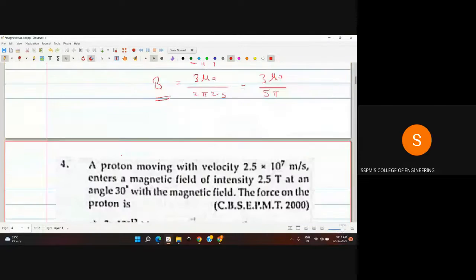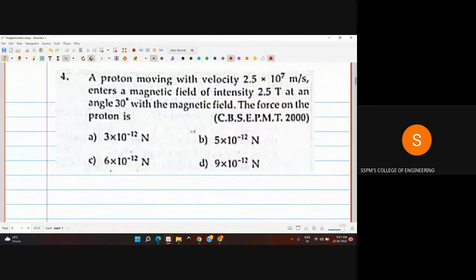Next example. In this example, a proton is moving with velocity in the magnetic field of intensity at an angle 30 degree with the magnetic field, the force on the proton.